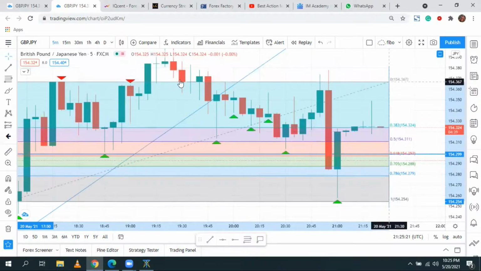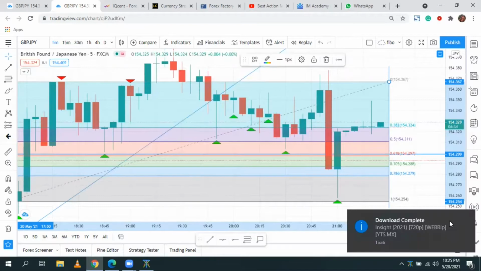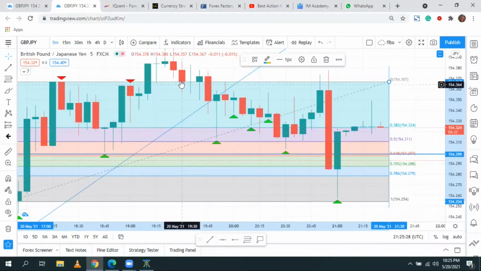The moment you see your high get broken and the market did not come back there, you have to withdraw your fib at that time. But once you see this big breakout where it goes up then comes back, you just draw it, maintaining that line. Once it comes to your level, you take your trade. It's as simple as that.